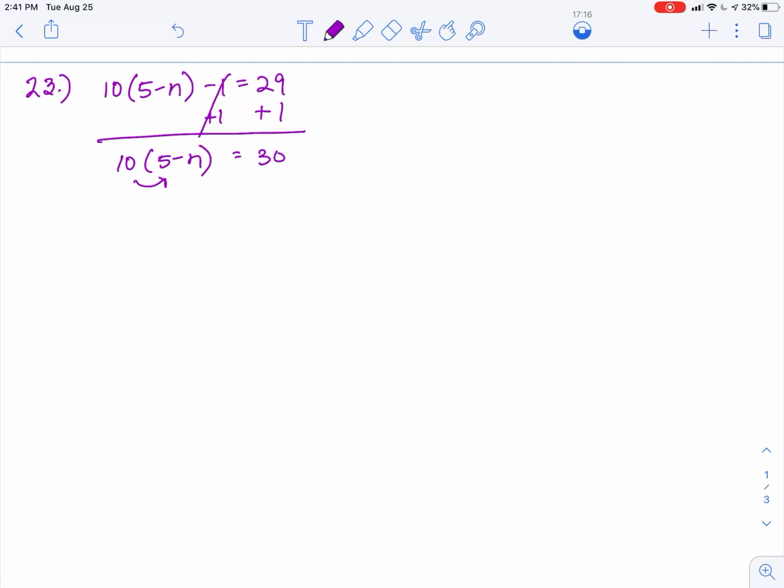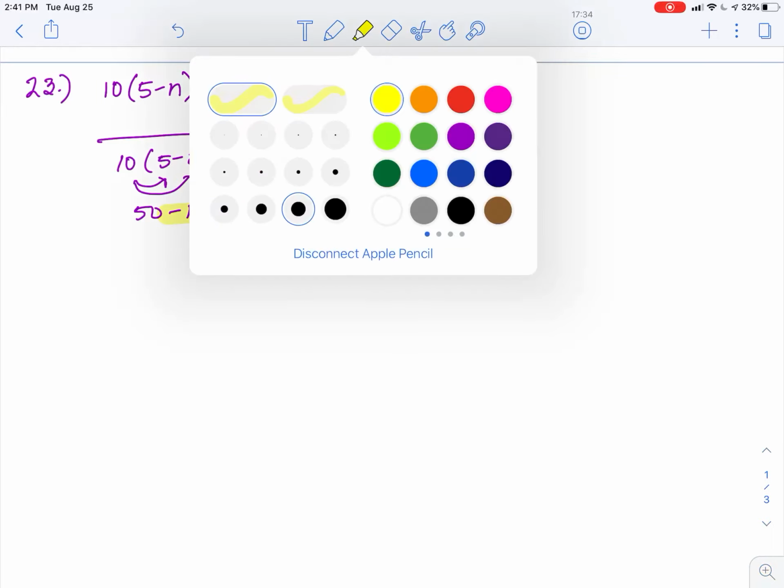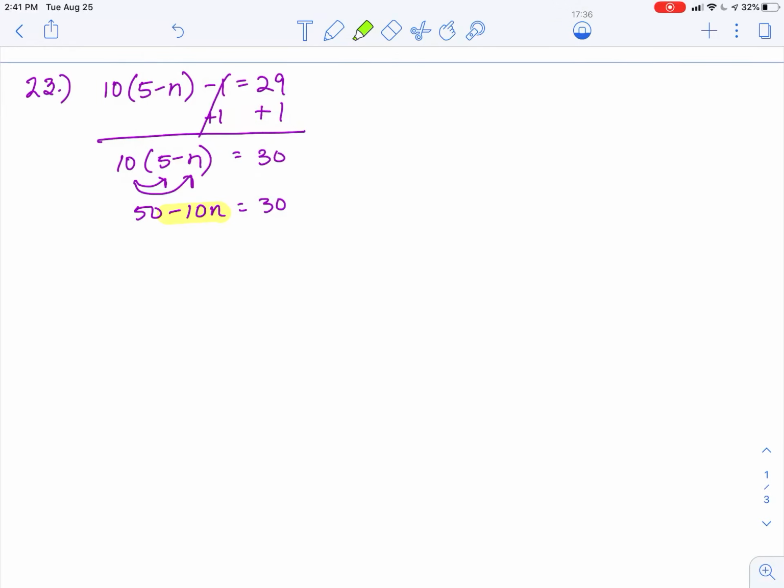Now I'm going to do my distributing. I have 50 minus 10n equals 30. You guys need to be checking on me, making sure I'm doing my multiplication correctly. Okay, now look at this. I need to get 2 of these terms together. Which terms? Well, I only have one n term. There's no other n term, so he's alone. But the other 2 happen to be, we have a 50 and a 30. Those are constants, okay? They're numbers without a variable. I need to get those together.